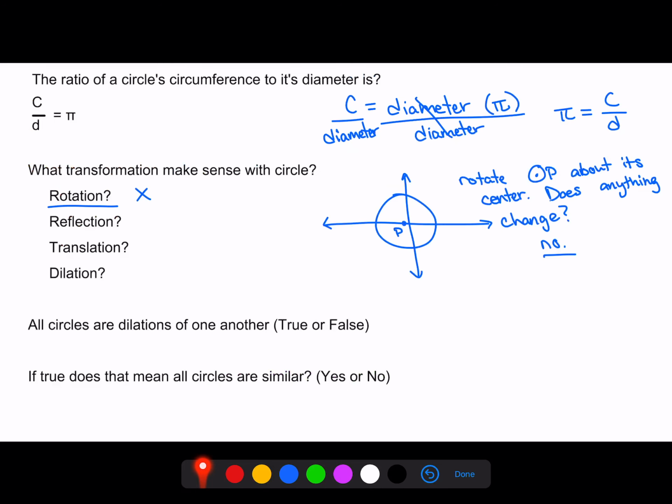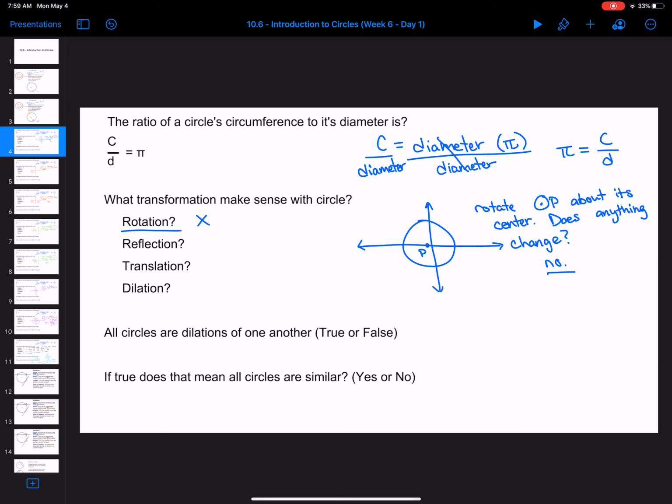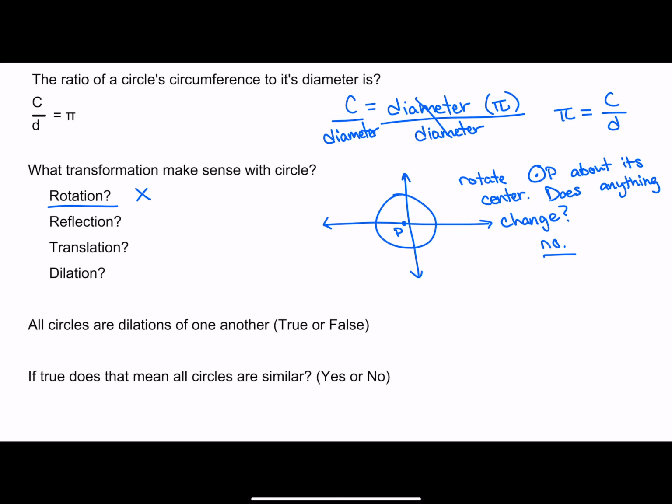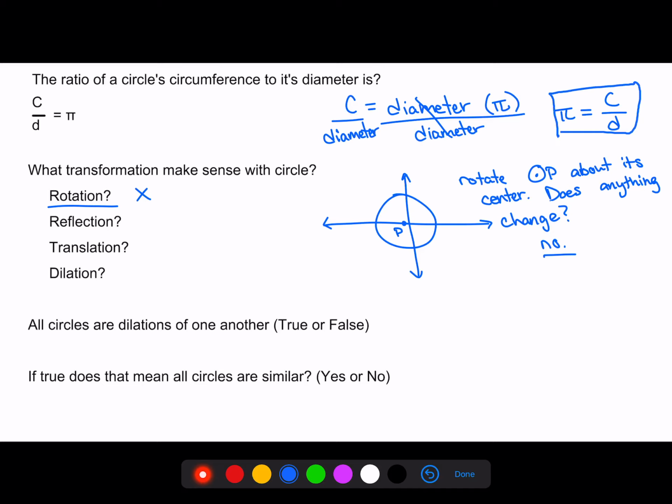Let's continue it on. Now, the ratio of a circle's circumference to its diameter is pi. So the way that we found out the circumference of a circle, we know that circumference is equal to diameter times pi. If I want to solve for what the ratio of a circle's circumference, of course we know ratio means division, to its diameter is, I just divide both sides by diameter, as we can see right over here, and we get pi is equal to circumference over diameter. So pi is the ratio of a circle's circumference to its diameter.